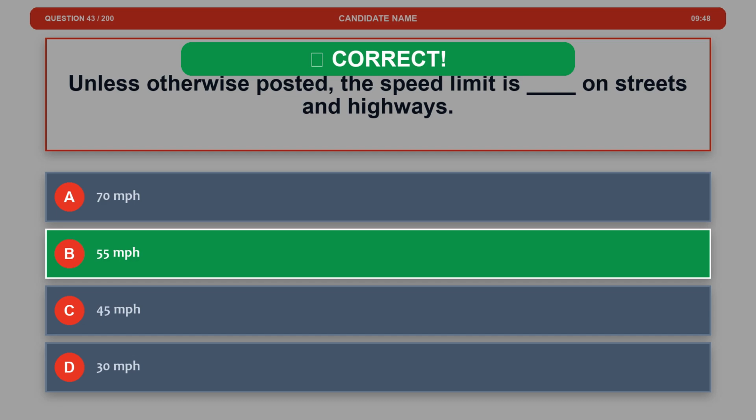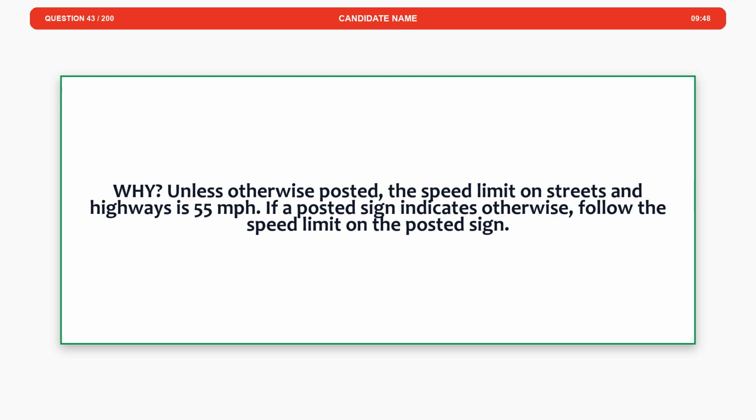The correct answer is option B, 55 miles per hour. Explanation. Unless otherwise posted, the speed limit on streets and highways is 55 miles per hour. If a posted sign indicates otherwise, follow the speed limit on the posted sign.